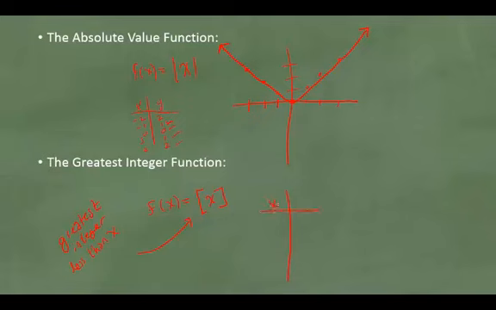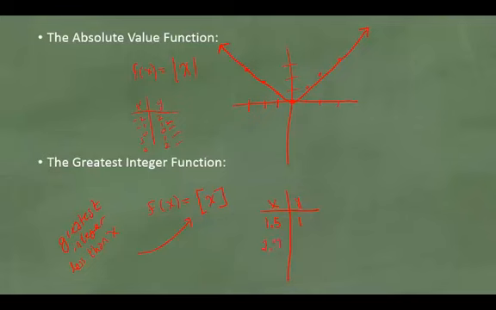If I were to plug in 1.5, what's the greatest integer that's less than 1.5? It has to be less than 1.5, like negative 2, 0, 1. They're all less than 1.5, but what's the greatest one? 1.